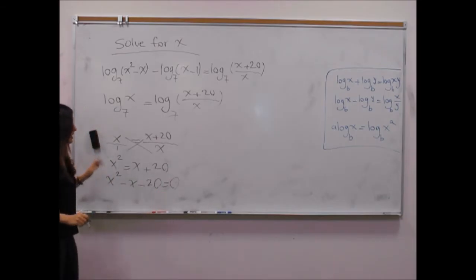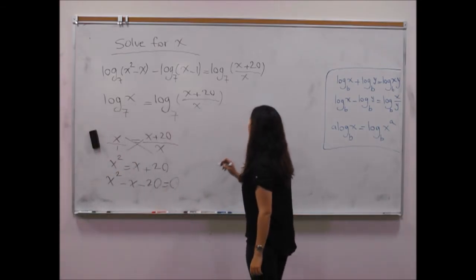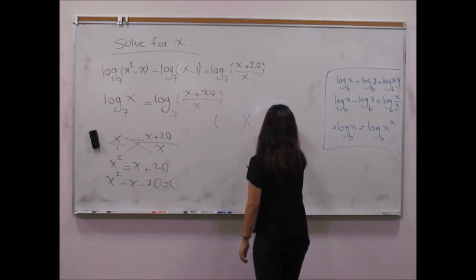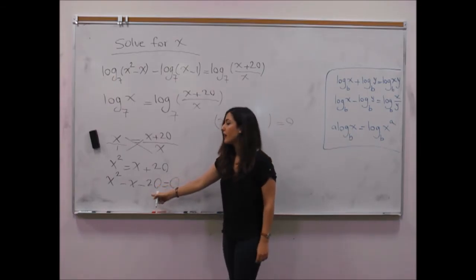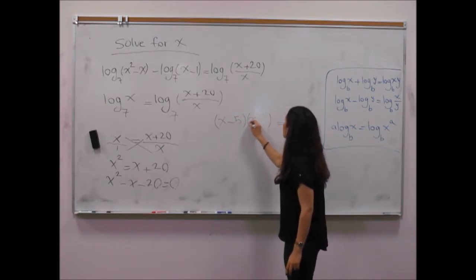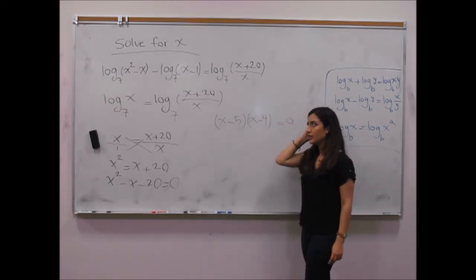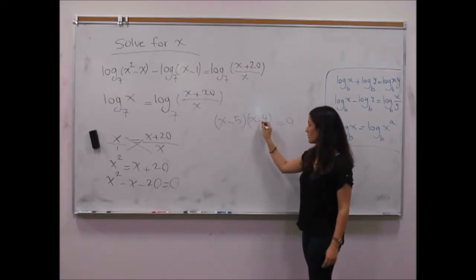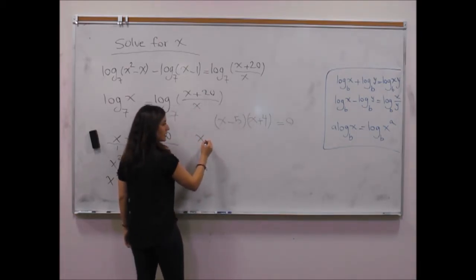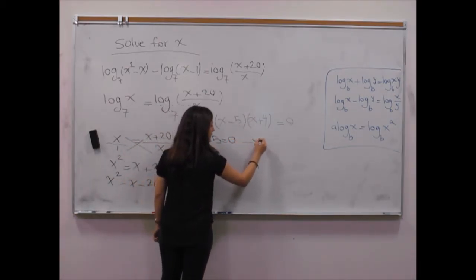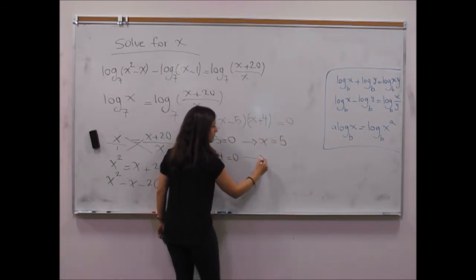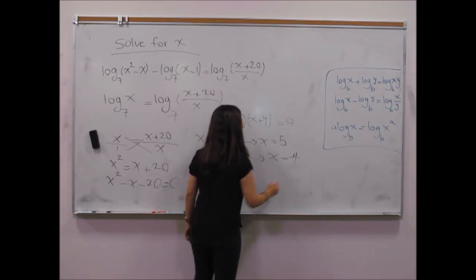Quadratic equation, I'm going to factor it out. I would have x minus 5 and 4 and negative 5 because this one is negative. So x minus 5 and then x plus 4. And then if I set this one equal to 0. So if I have x minus 5 equal to 0, my x is positive 5. And then if I have x plus 4 equal to 0, my x is negative 4.